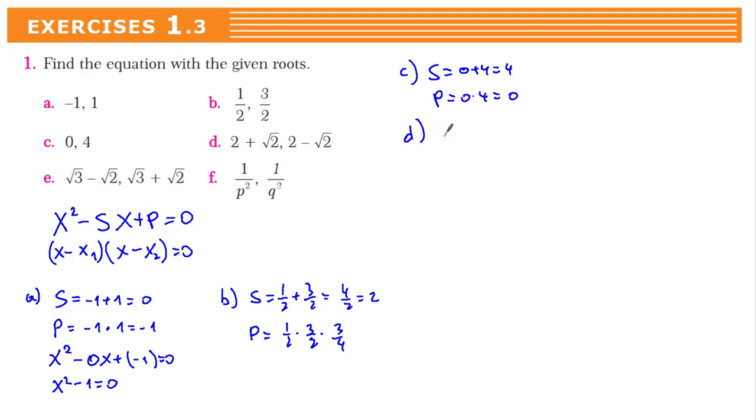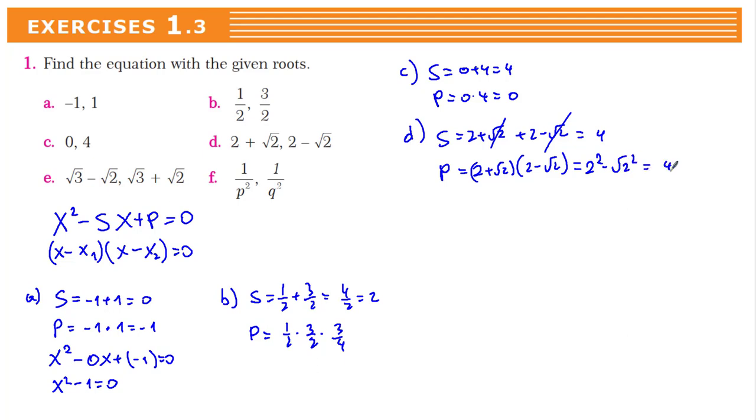Under d, the sum is 2 plus root 2 plus 2 minus root 2. This and this cancel out, so you get the sum is 4. And for the product, you get 2 plus root 2 times 2 minus root 2. This is the case a plus b times a minus b, so it's going to be 2 squared minus root 2 squared. That's 4 minus 2. Again, substitute s and p.